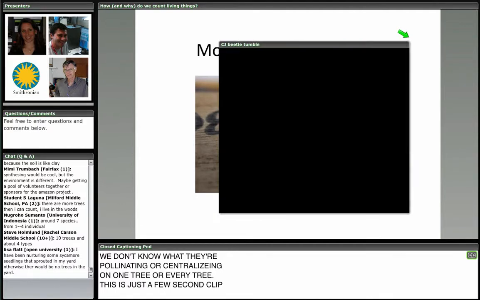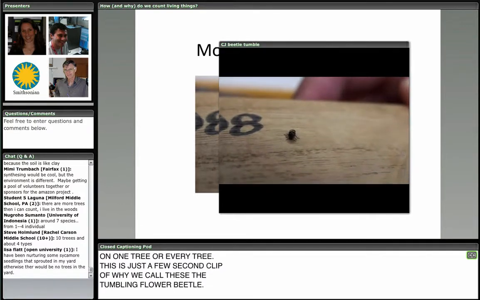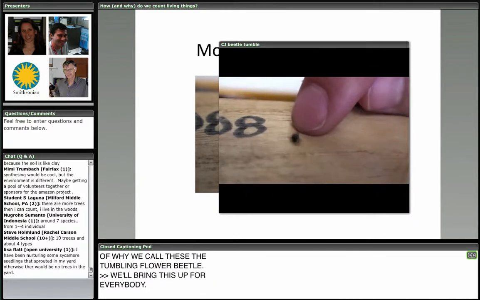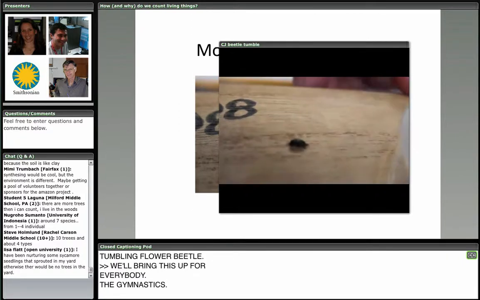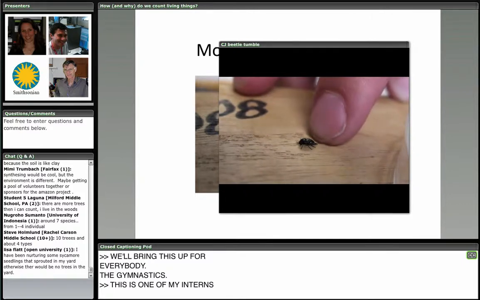Okay, we'll go ahead and bring this up for everybody. This is our Mordellidae gymnastics. Not doing anything. Touch them. Do something. This is one of my interns from last summer. This is Donna. You can see that's the tumbling behavior and why they're called the tumbling flower beetles.